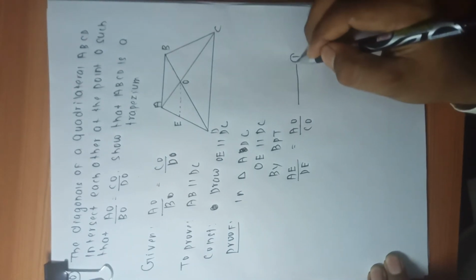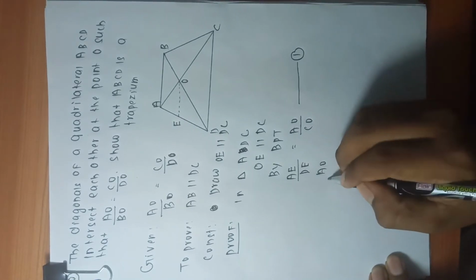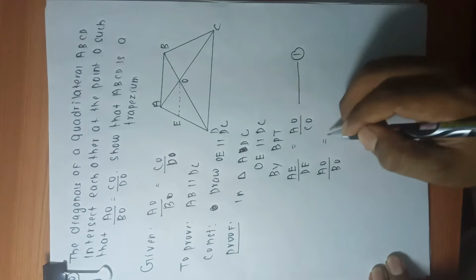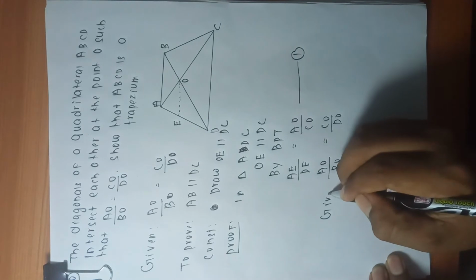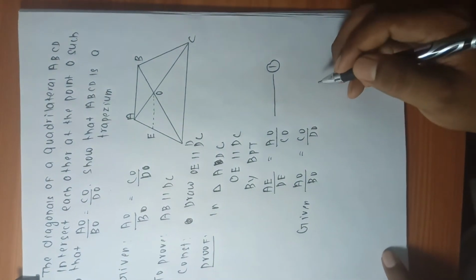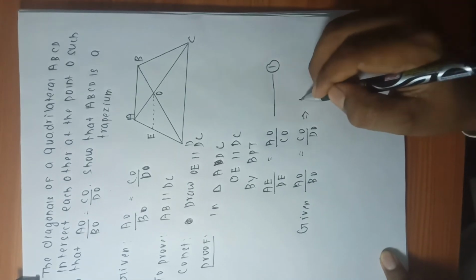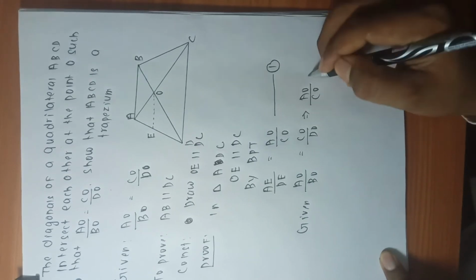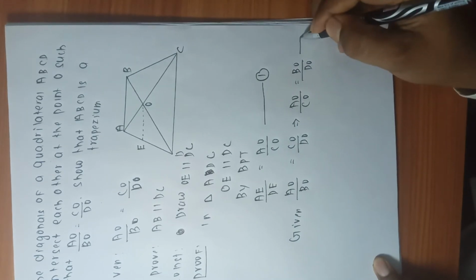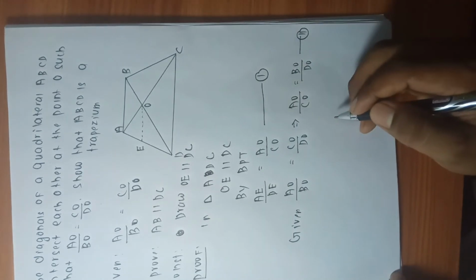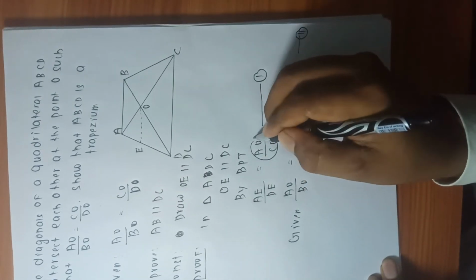This comes from BPT, and we have AO by BO equals CO by DO, which is already given in the question. We will have to change the given part. We can write AO by CO equals BO by DO. So this is equation number 1, and from equation 1 and 2 you can see AO by CO is common.